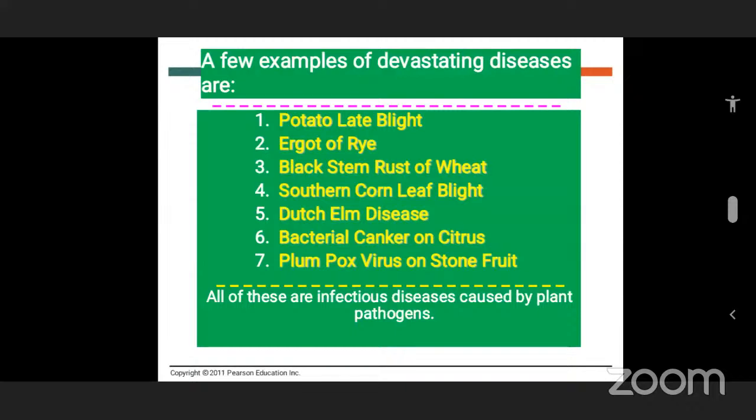Now if you come to the devastating diseases in plant pathology: potato late blight disease, ergot of rye, black stem rust of wheat, southern corn leaf blight, Dutch elm disease, bacterial canker on citrus, and plum pox virus on stone fruits. All of these are very, very important diseases in the history of plant pathology. Before the current decade, in the history of plant cultivation, were there diseases that caused severe epidemics? Yes, definitely, a lot of epidemics occurred throughout the world. These are a few very important examples.